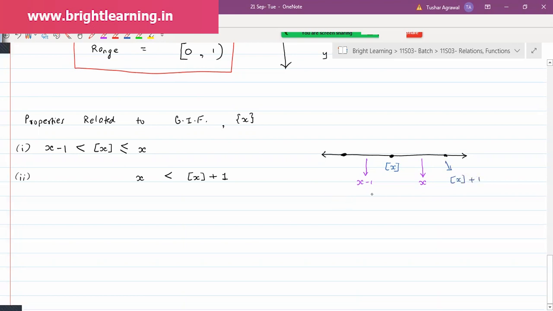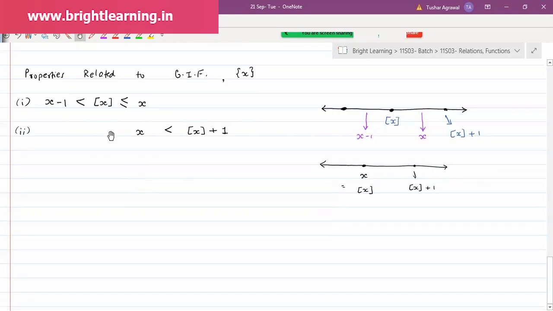So what about if x is an integer? If x is an integer, x and step x are one and the same thing, and step x plus 1 is the next integer. There also the equality is not taking place. So these two inequalities combined you can write as one also, or you can think of them as separate also.